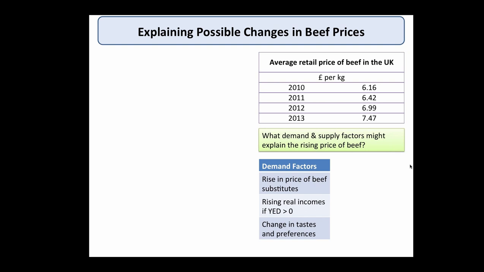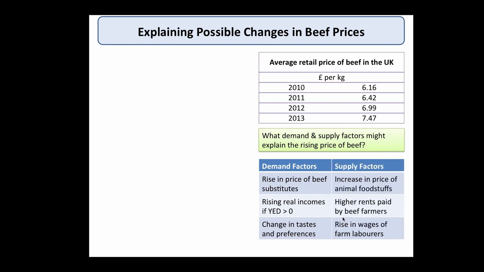On the demand side, it could be the case that substitutes to beef have become more expensive. So, for example, if the price of chicken or lamb has increased, some consumers will shift out of those products towards beef, increasing the total demand for beef in the market. It might also be the case that incomes have gone up. The real income of consumers has increased. And if the income elasticity of demand for beef is positive, again, that would increase the total demand. And it could have been there's just been a change in tastes and preferences reflected in consumer spending in the market. There would be three demand factors.